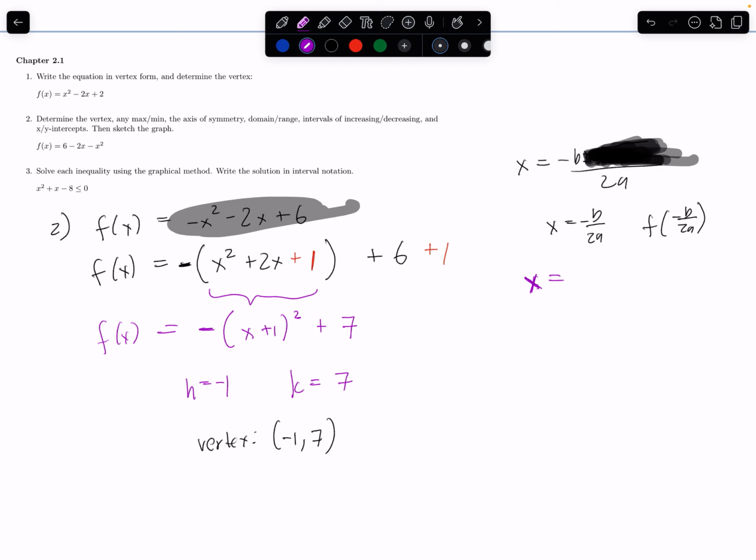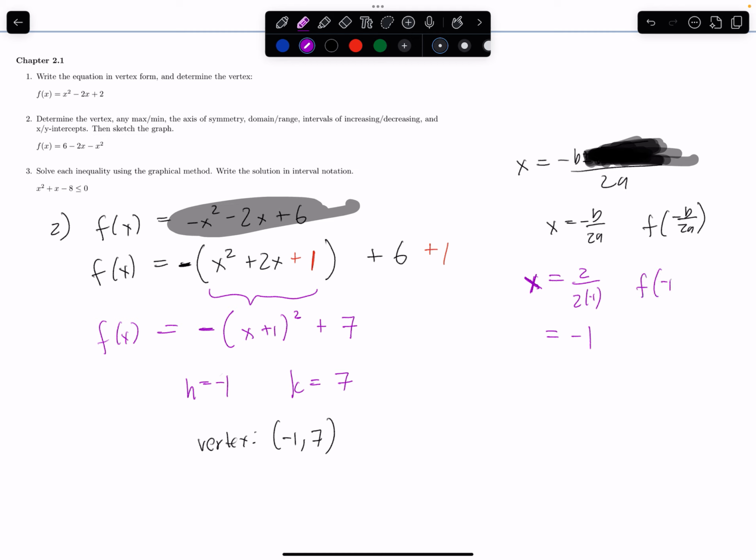So negative b, where b is -2, would be positive 2, and 2a would be 2 times -1. So that would be negative 2 over 2, which is 1, and that's -1. So look, that matches h, right?